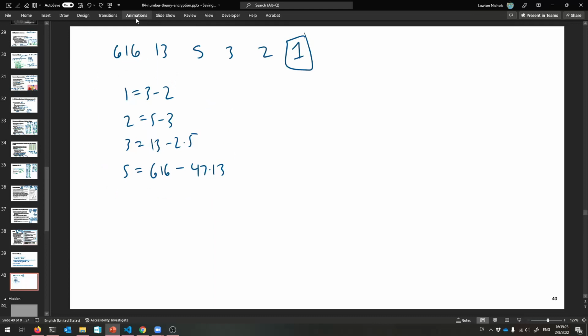Okay? So start with this one and just plug everybody in. Plug the 2 into that equation. That's where we start. So 1 equals 3 minus 2. That 2 is, though, 5 minus 3. Okay? Which is how many 3's? 2 3's and minus 1 5.